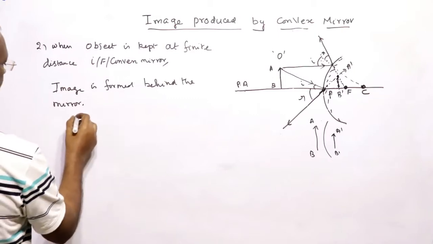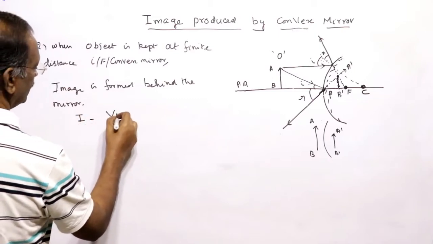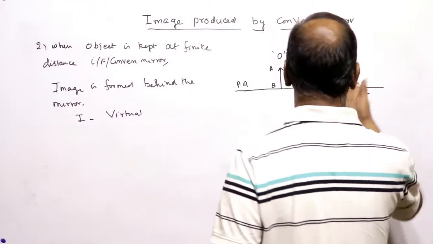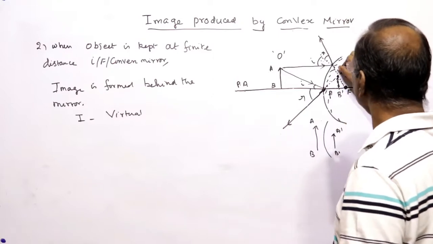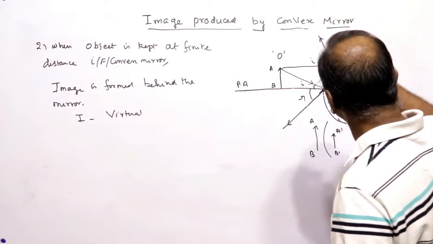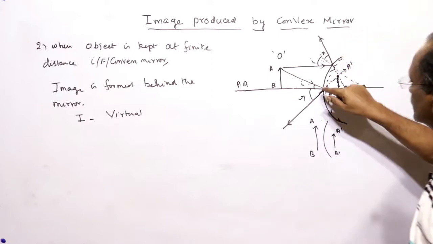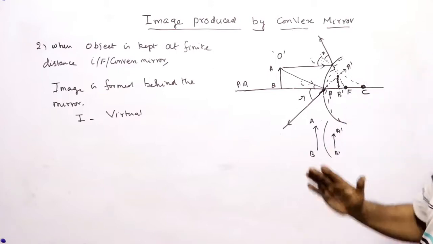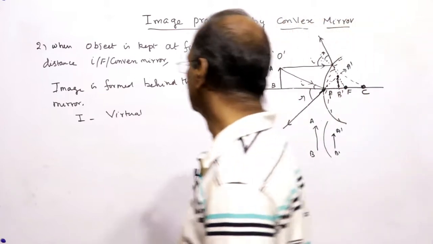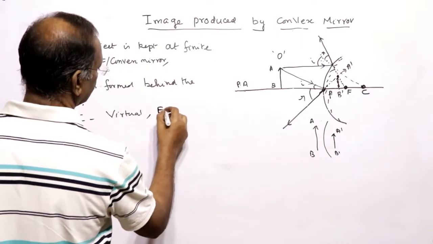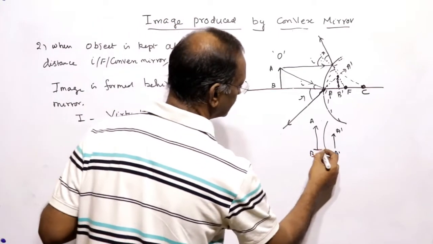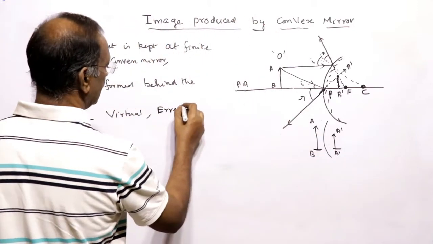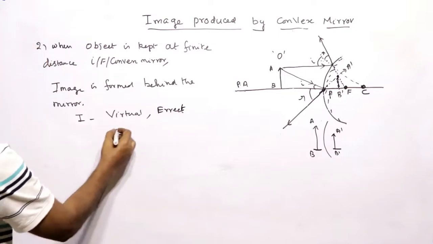What is the nature of the image? The image is virtual, because there is no point of intersection of the reflected rays. One ray is going this way, one ray is going this way. When extended backward, both these rays appear to intersect at this point. When it appears to intersect at a point, it is a virtual image, and its nature is erect because this is above the principal axis. So the image is erect, diminished.